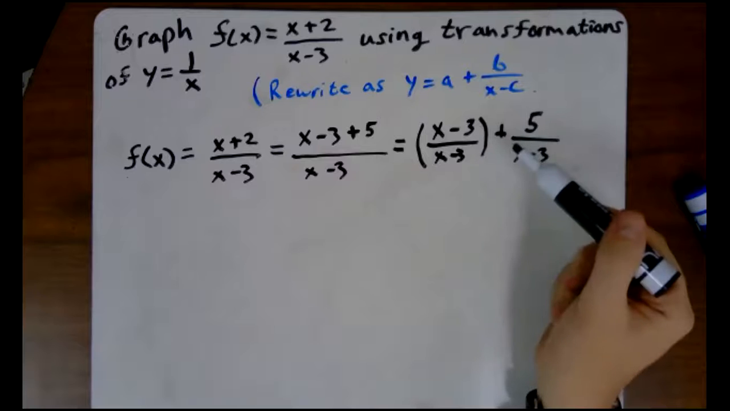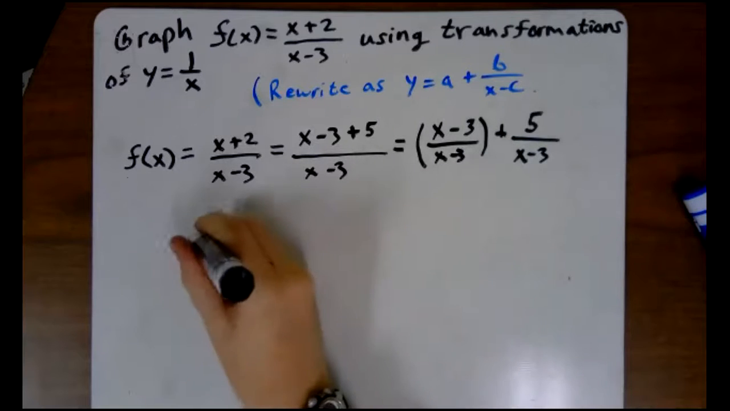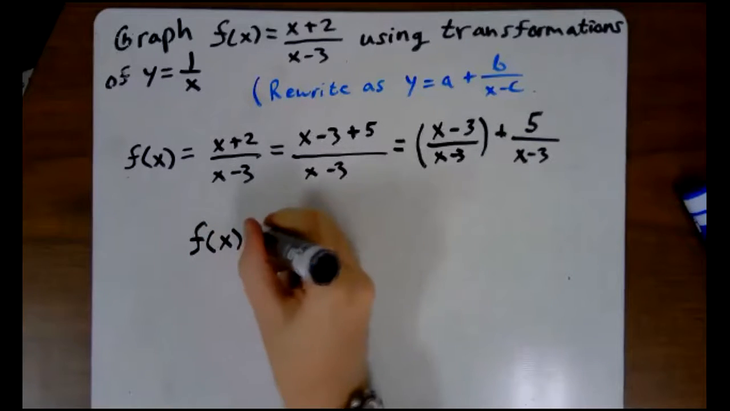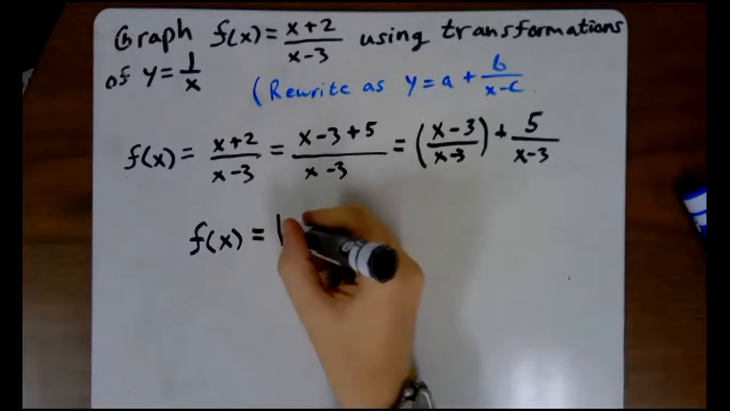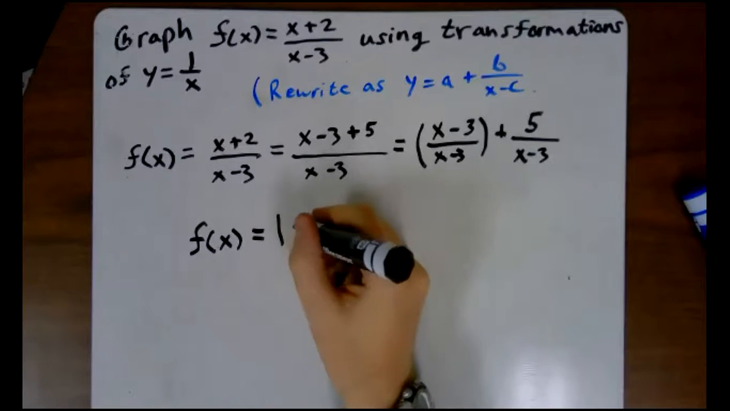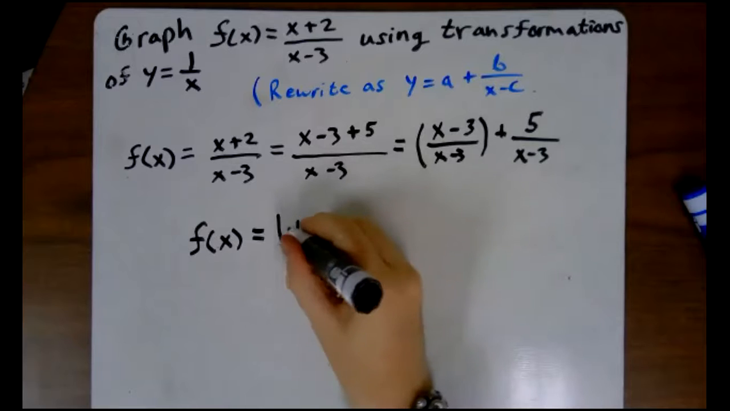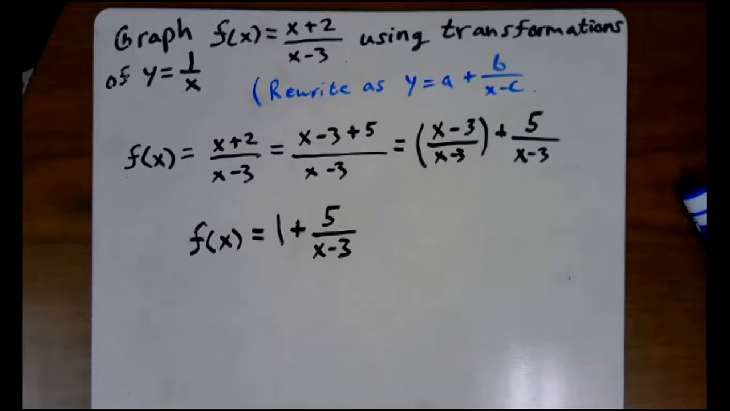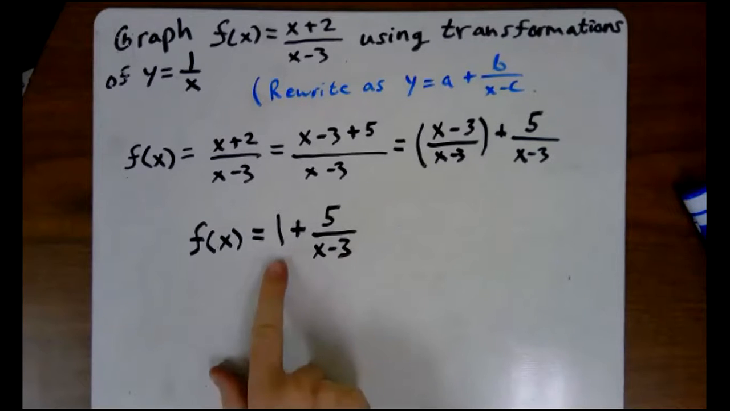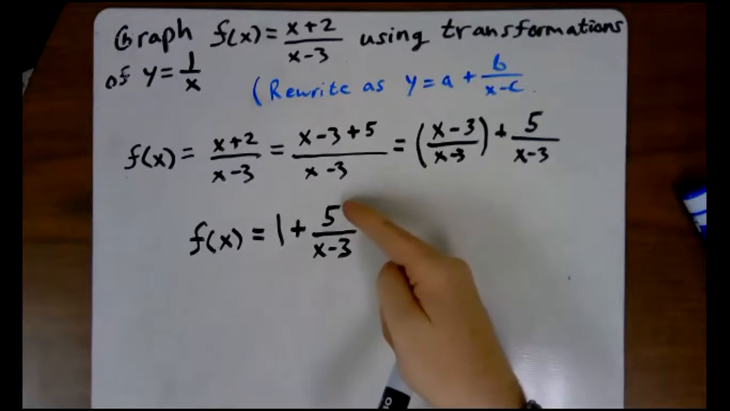Now, anything divided by itself is one. So we have ourselves 1 plus 5 over x minus 3. And hey, that's something we can graph. We have a vertical shift, horizontal shift, vertical stretch.